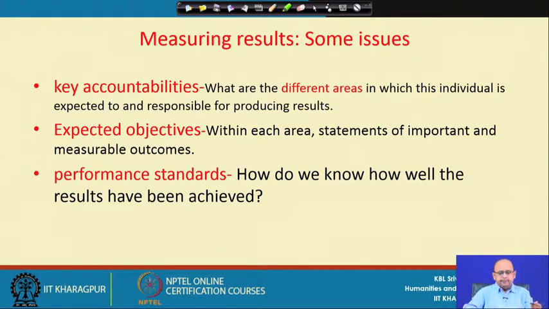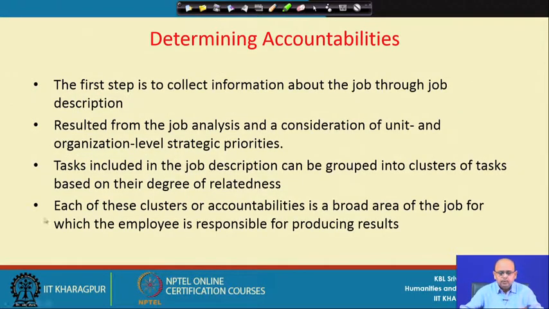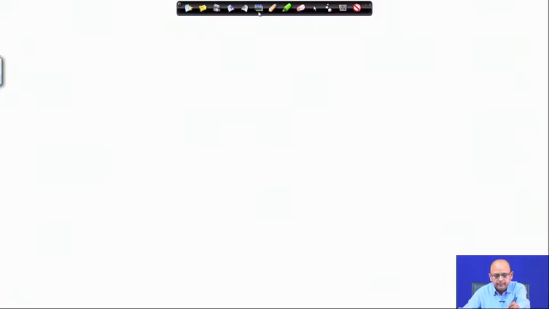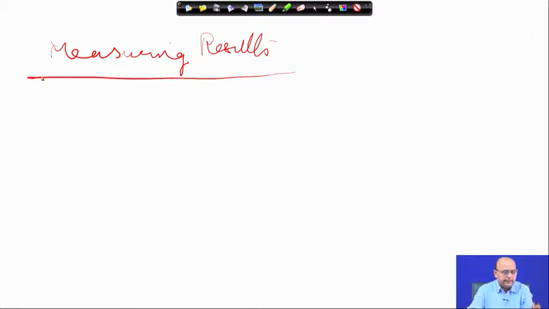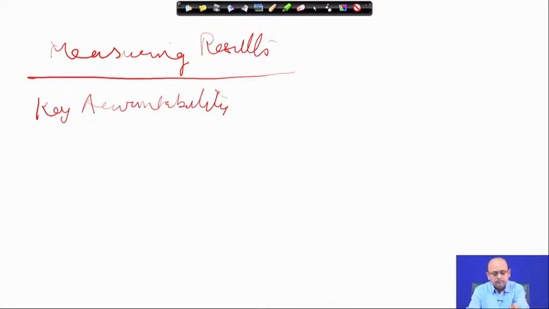So, let us take an example to explain how we are going to measure results. When it comes to measuring results, we talked about three things: key accountability areas, then objectives, and then standards.